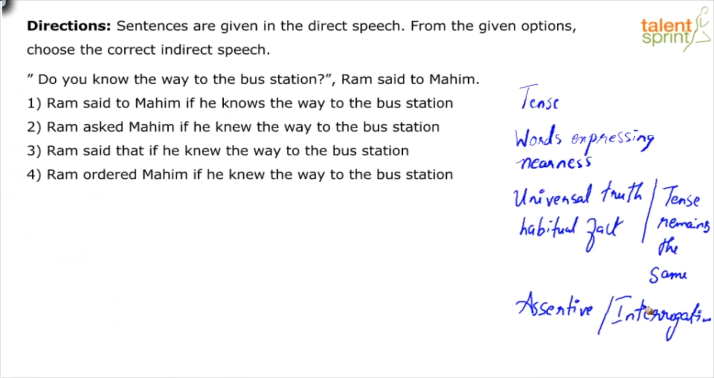Most of you have come back and said it's the second one. "Do you know the way to the bus station?" Ram said to Maheen. So this is an interrogative sentence. In an interrogative sentence, you know that "said to" changes to "asked", right? And the only option that gives you that is option 2: Ram asked Maheen if he knew the way to the bus station. Again, you have a present tense, it gets changed to past tense. So these are a couple of things you can quickly identify.